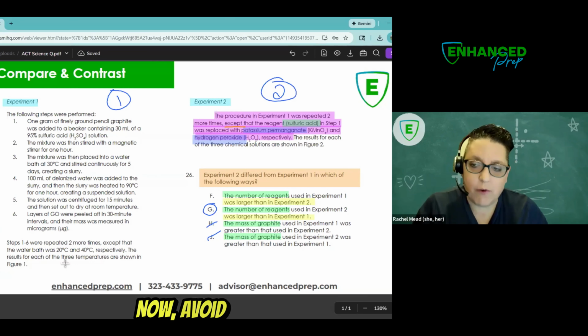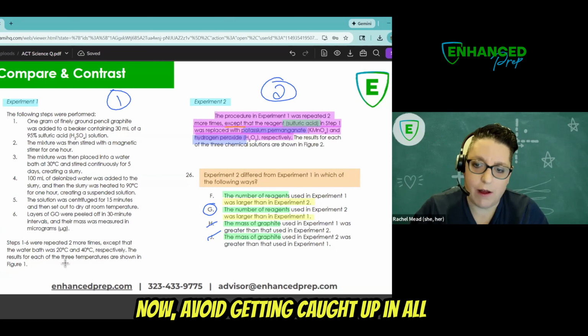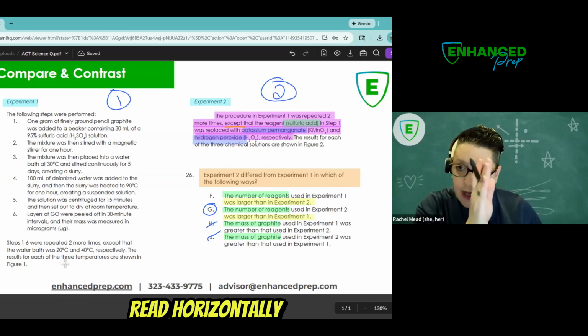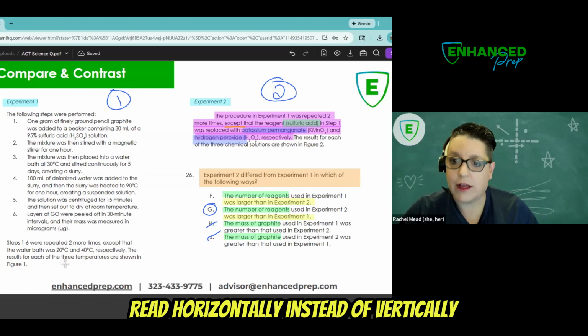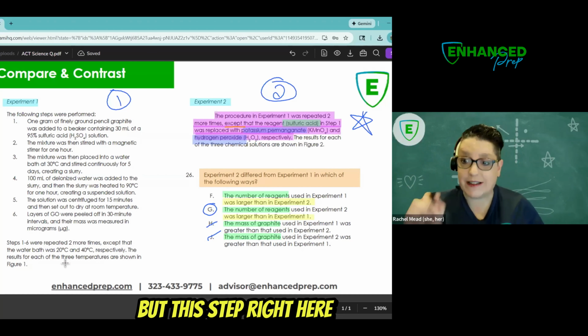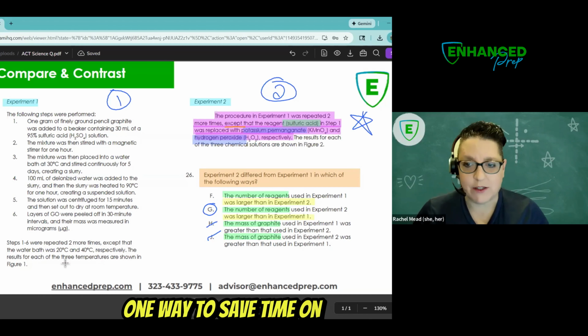Now avoid getting caught up in all of the minor details by reading every single answer. Read horizontally instead of vertically and find those comparisons. But this step right here is the number 1 way to save time on these questions.